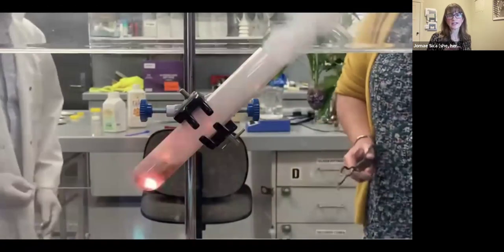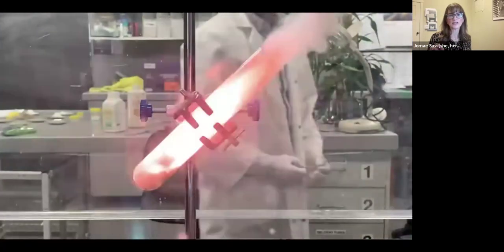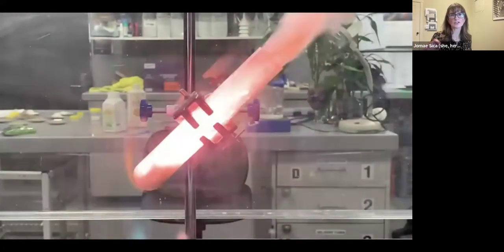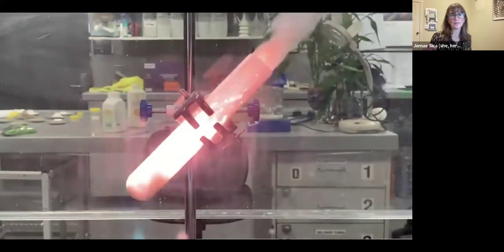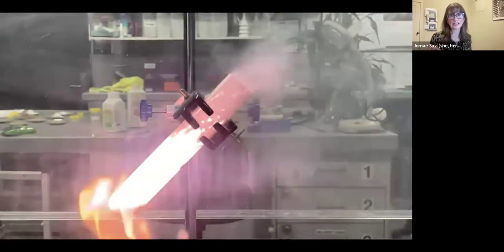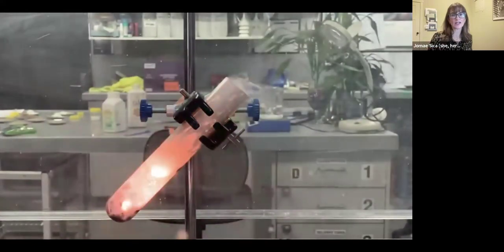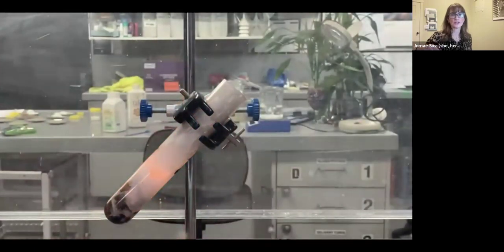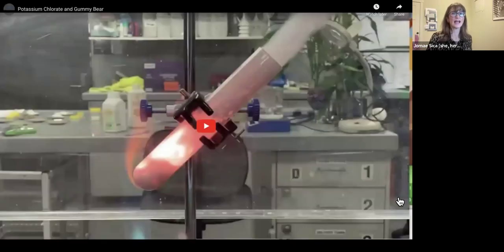So the teacher here had already decomposed the potassium chlorate. You put a scoop of potassium chlorate in the bottom, and then you use the Bunsen burner to decompose that. It's going to liquefy and then release oxygen. And then you put the gummy bear in. It's better if the gummy bear has been sitting out and it's hard. And as you can see, when the gummy bear goes into this very oxygen-rich environment, it just bursts into flames.